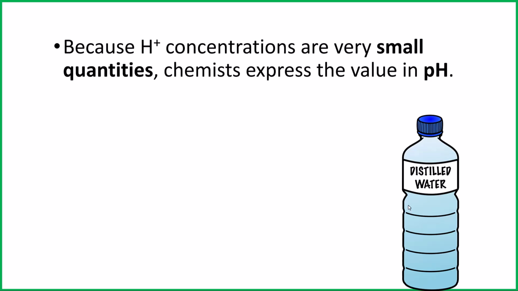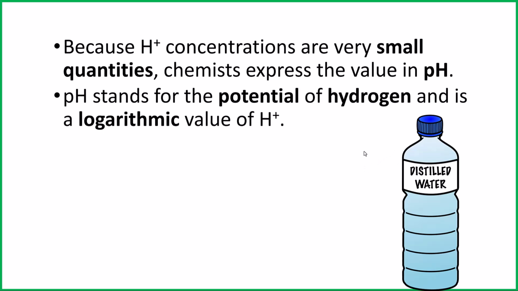Because the hydrogen ion concentrations are very small quantities, chemists express the value in pH. So the pH scale is really a model to represent the hydrogen ion concentrations in a variety of solutions. So pH stands for the potential of hydrogen, and it's a logarithmic value of the hydrogen ion concentration. So the equation for calculating pH of a solution is pH equals the negative log of the hydrogen ion concentration.